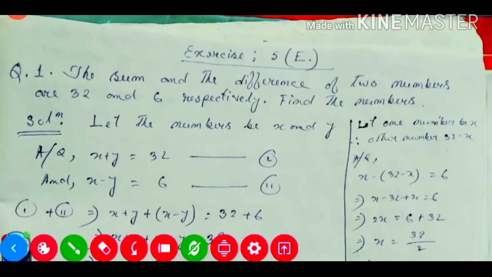So let the numbers be x and y. According to the question, x plus y is equal to 32 and x minus y is equal to 6. As far as we have learned, there are 4 different methods to solve: cross multiplication method, substitution method, elimination method, and comparing method. Any method we are able to apply here. So we apply the elimination method here.